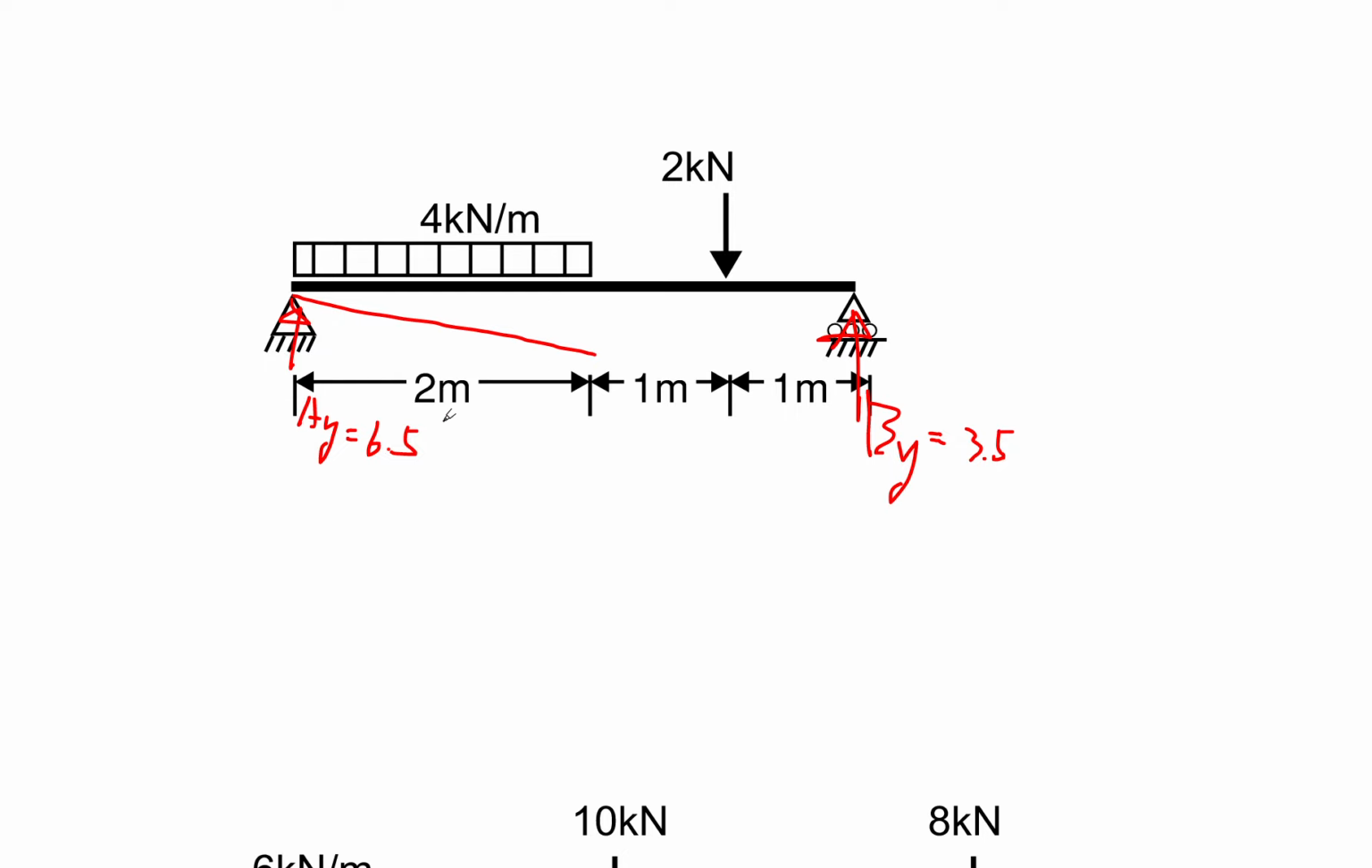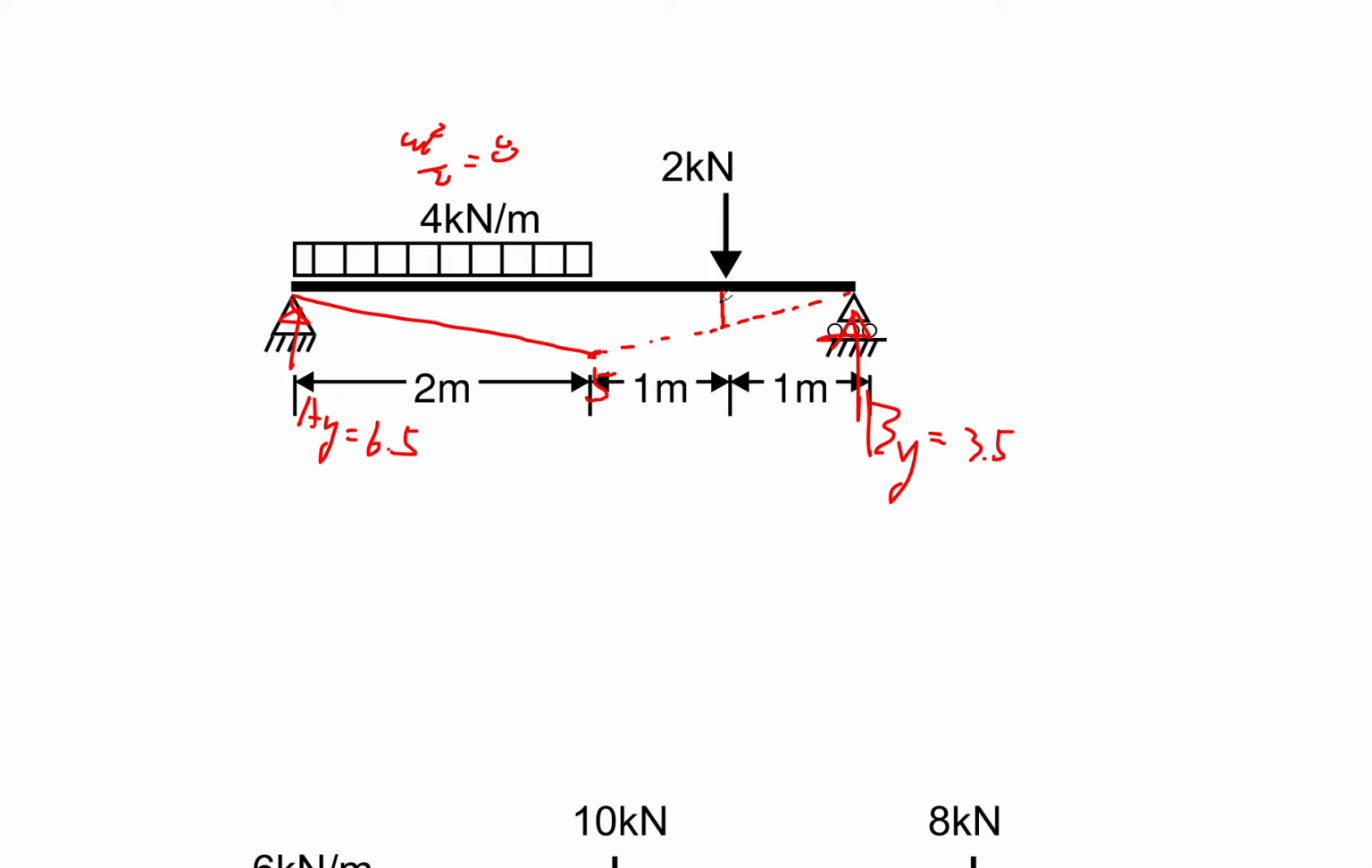So my point load bending moment is 6.5 times 2 is 13 kilonewton meters, right? And my UDL here is omega L squared over 2. How much is that? That gives me 8 kilonewton meters. So it's counteracting my point load. That ends up being 13 minus 8, and I got 5 kilonewton meters right here. So this point here is 5. And then I just connect a straight line to here.